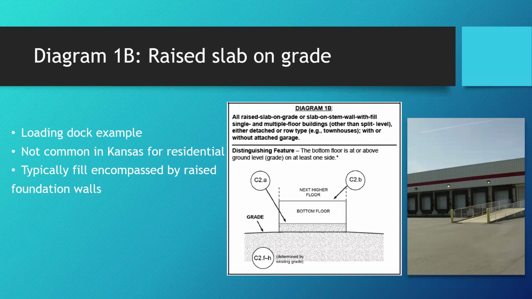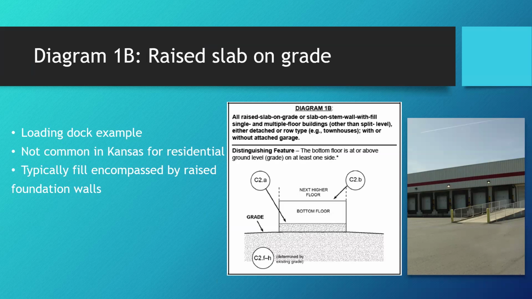So diagram 1B, raised slab on grade. This is very similar to that. We just have a much thicker slab. Usually this is concrete walls, and then people will put dirt fill in the middle of that and pour another layer of concrete on top of it so that you have this elevated slab on the ground. Stem wall with fill is typically how this is done. It could have multiple floors, but again, it's just another slab on the ground.